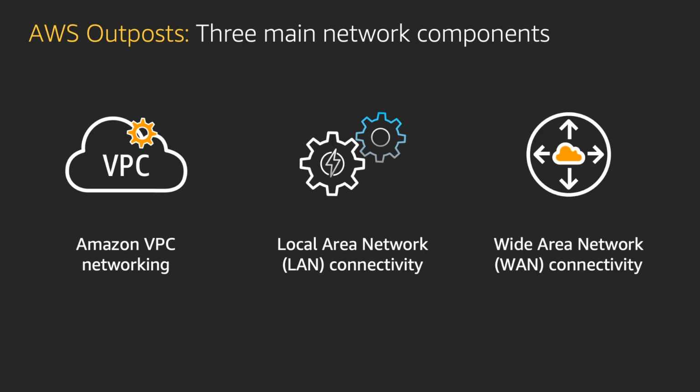Then from your on-premises data center, we need connectivity back to AWS. AWS Outpost is a fully managed service that requires an always-on connection back to the AWS region. So we'll talk about WAN area or wide area networking as well.